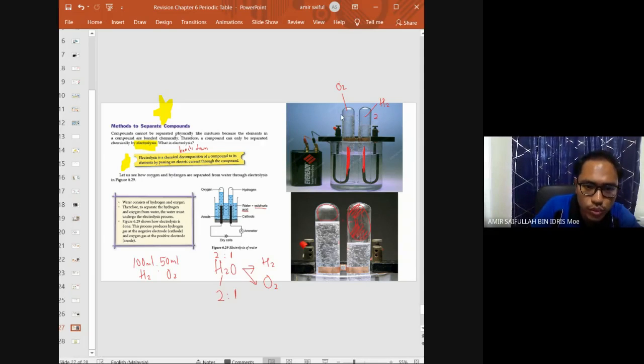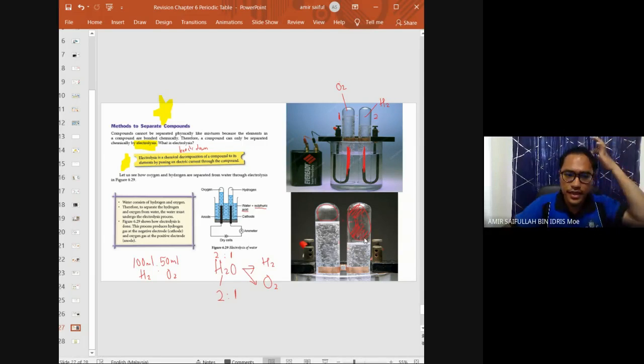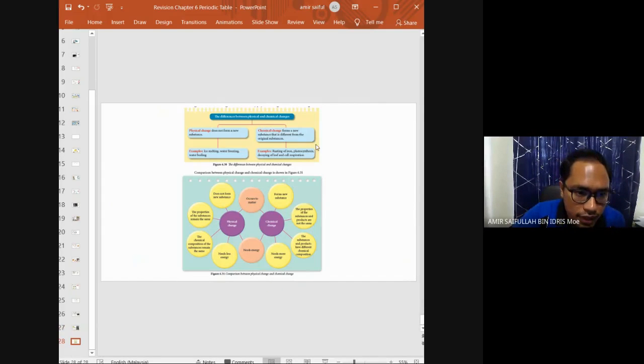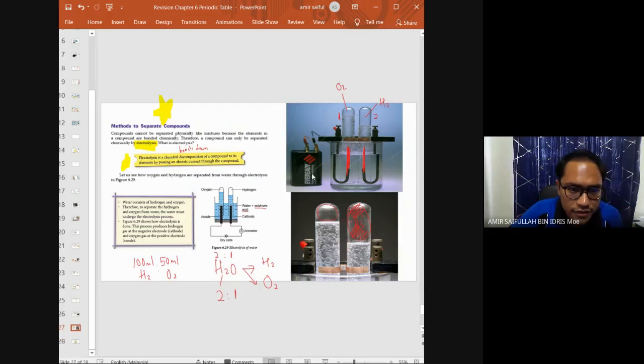2 to 1. Okay. So to separate compound, only one method. To separate mixture, got 6 methods. To separate compound, only one method, which is electrolysis. You must pass the electric current. It needs a lot of energy to separate them. Okay? Last one. Any question for electrolysis? Can understand?